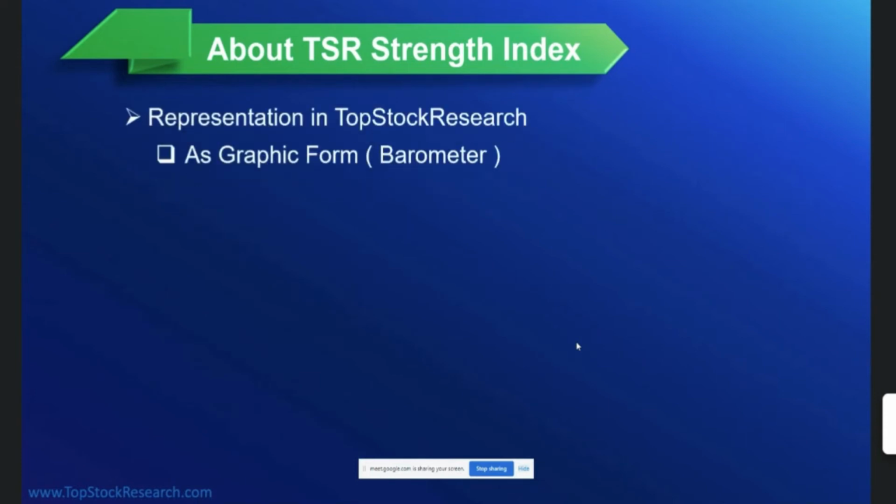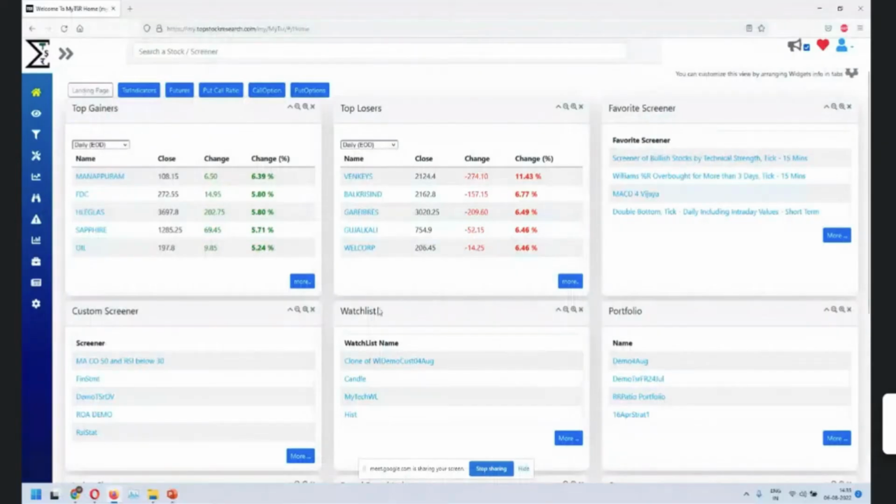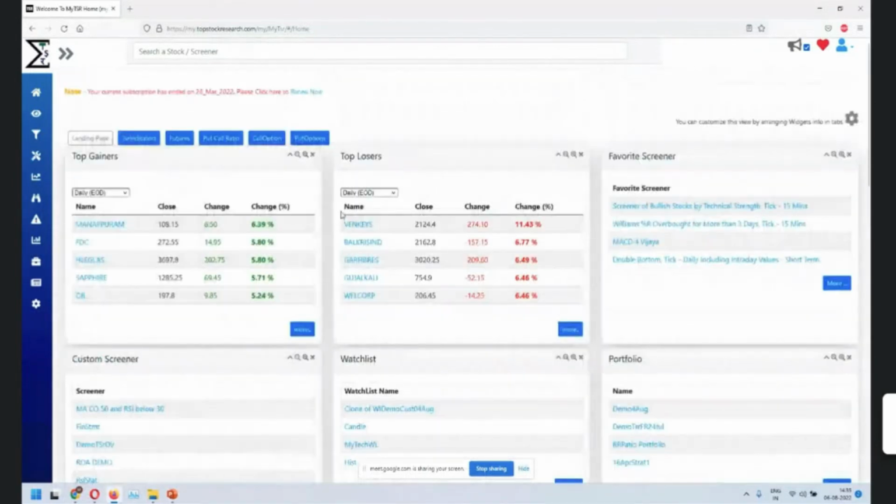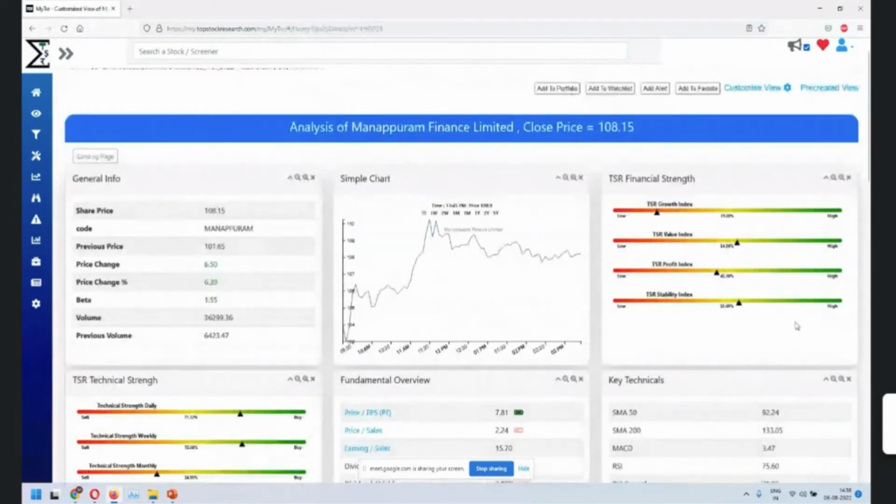Representation in Top Stock Research. Now, how do we represent this, right? As I mentioned, it's very simple to look at. Let's have a quick look at the parameters, what we mean here. Let's say we go into one of the stocks, Manappuram, right? When we look at Manappuram, this is how our stock strength index looks.